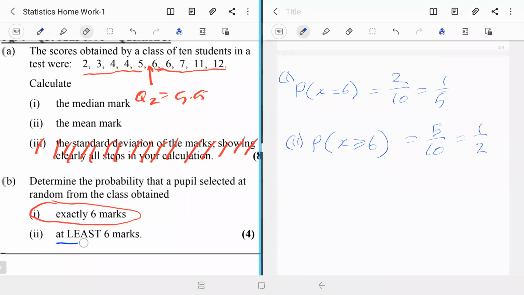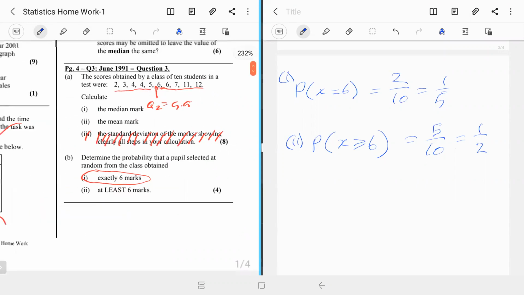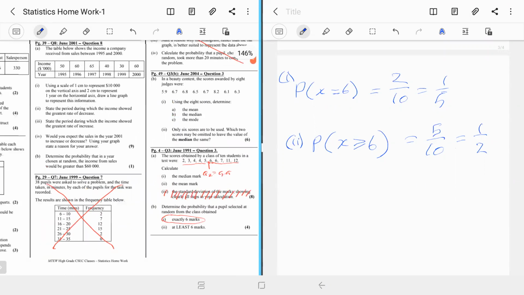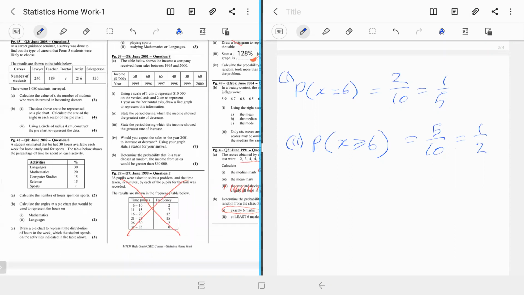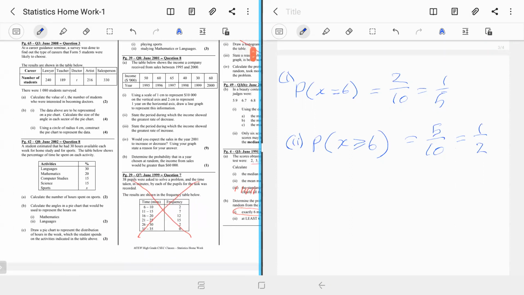Okay, guys, pass good? Yes, sir. All right, good. Let's look at the next one we're going to do now. I want us to do one of the pie chart questions.